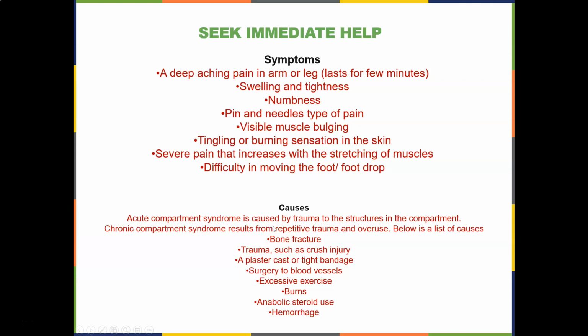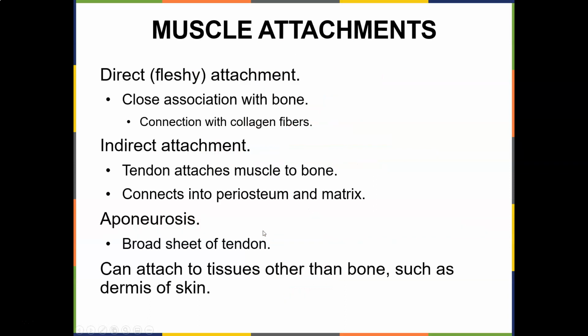Well, acute compartmental syndrome is caused by trauma usually, but chronic compartmental syndrome results from repetitive trauma or overuse. This could be from bone fractures, trauma such as a crush injury, a plaster cast or a tight bandage can cause this. Surgery, blood vessels, excessive exercise can cause this, burns, anabolic steroid use, and hemorrhage as well. So, nothing to play around with. When in doubt, get immediate help.